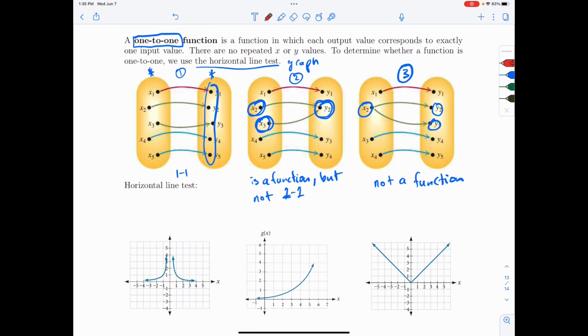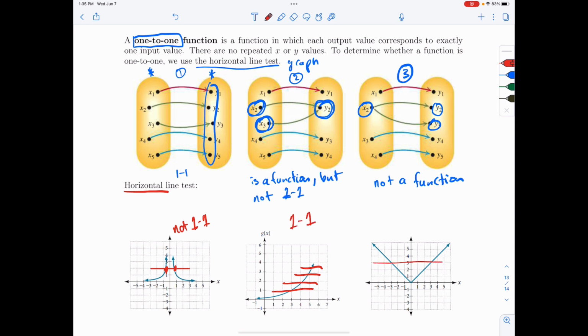Looking at these three graphs, using the horizontal line test, what that tells us is if we can draw a horizontal line through the graph and it hits at least two places or more, then that is not one-to-one. So this is not one-to-one, although it's still a function because it passes the vertical line test. This second graph, g of x, is one-to-one because no matter where I draw a horizontal line, it's only going to hit that graph in one position.